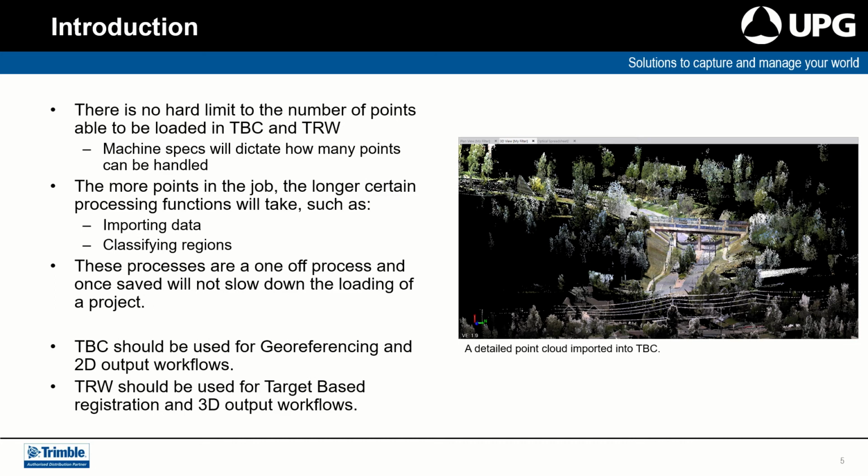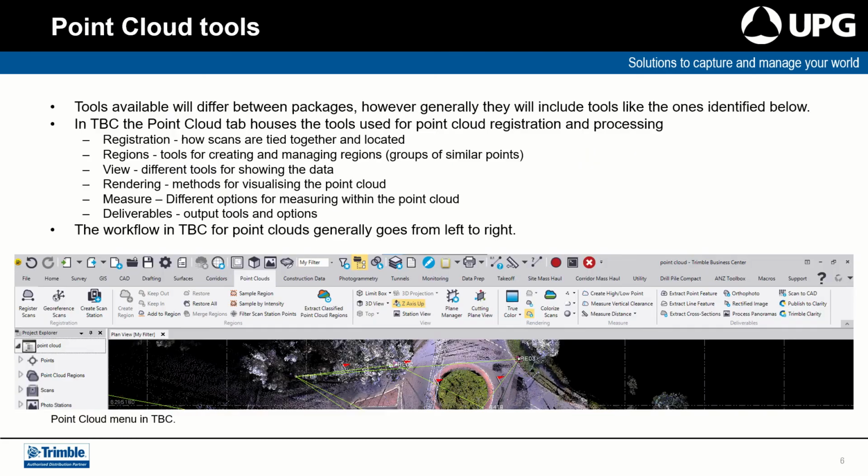When looking at Trimble Business Center and Trimble RealWorks, Trimble Business Center should be seen as a georeferencing and 2D output workflow, primarily. 2D being point and line, not just 2D. Trimble RealWorks should be seen as a 3D or volumetric output, and they are two very different workflows that can lead to those exports. Trimble RealWorks is also the only package at the moment where target-based registration can be achieved in the Trimble environment.